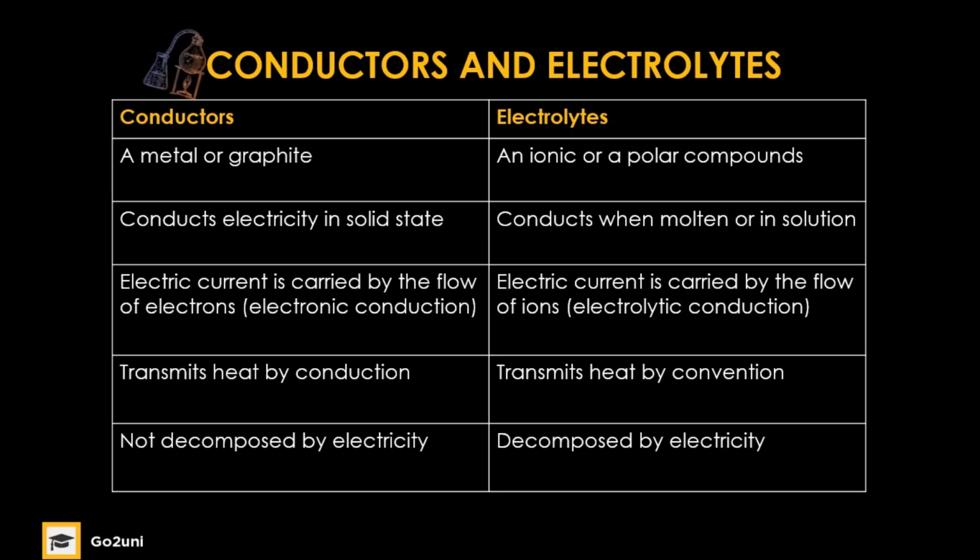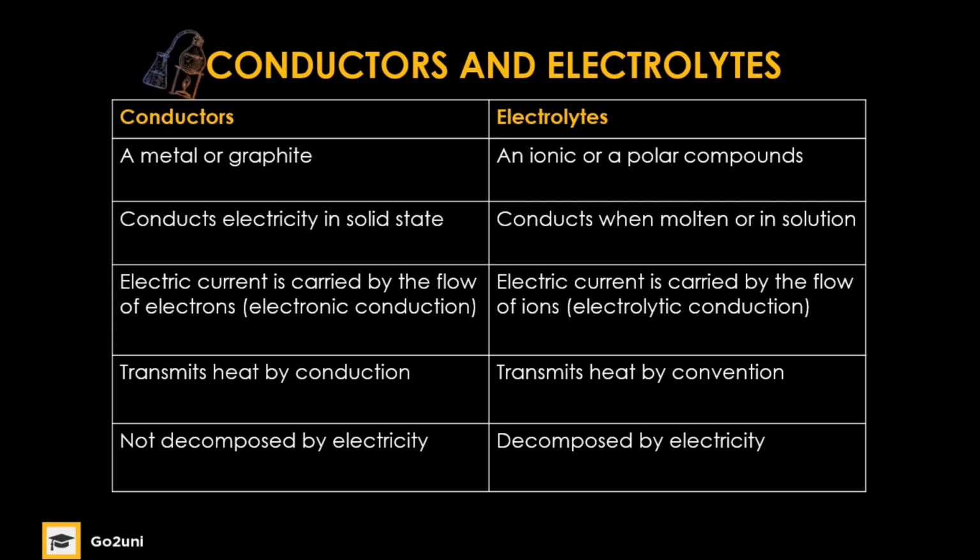But electrolyte conductors are simply ionic substances or polar substances. When we talk about polar substances, we talk about substances like water, for example, which is polar, though not pure water. Pure water is not a conductor, but water that has impurities in it is an example of water that can conduct. Generally speaking, water is a polar compound. So ionic or polar substances or compounds are electrolytes.